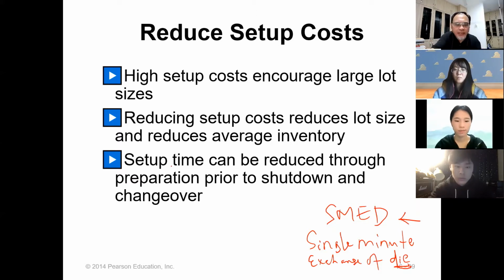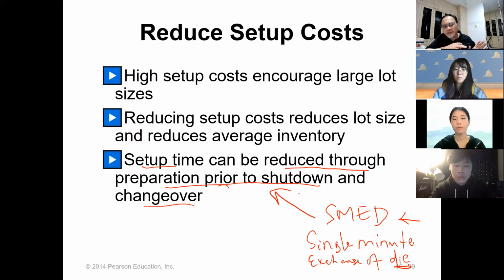Setup time can be reduced through preparation prior to shutdown and changeover. This is what you do in single minute exchange of die. You do the preparation, so when it comes to production, you don't have to do the adjustment on the production line. You do the adjustment before. So this can reduce your setup cost.